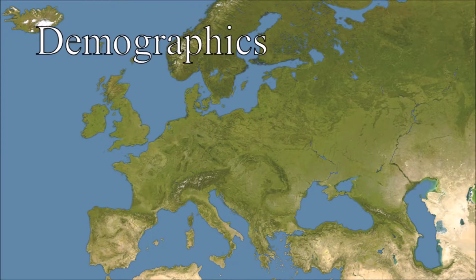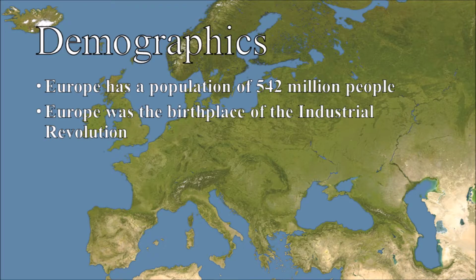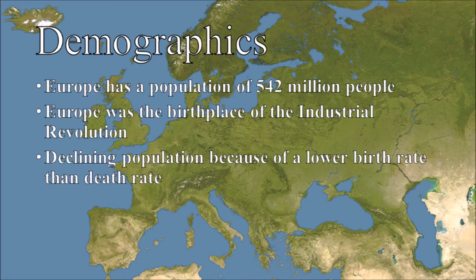First off, demographics. According to the textbook on page 80, Europe has a population of about 542 million people living in a regional space that is only about half as large as the United States lower 48. On page 93 of the textbook, it says that Europe was the birthplace of the Industrial Revolution in the 19th century, and thus progressed through the demographic transition model sooner than most regions of the world. The largest urban regions of Europe are currently in the last stage of the demographic transition model, with their populations declining because of a lower birth rate than death rate.